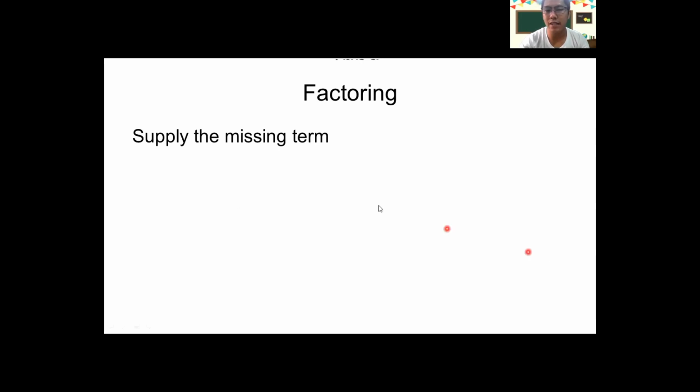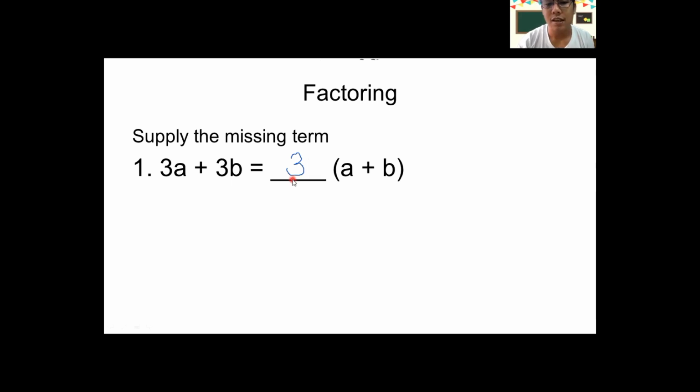Okay, so let's try this. Supply the missing term. Okay, so 3a plus 3b is equal to blank times a plus b. So we're going to find the CMF. And as you can see, we can divide these two terms by what? Okay, by 3. So we put 3 here. And to check if your answer is correct, multiply this CMF by the a plus b. So 3 times a plus b, that is 3a plus 3b. Okay, so this is correct.